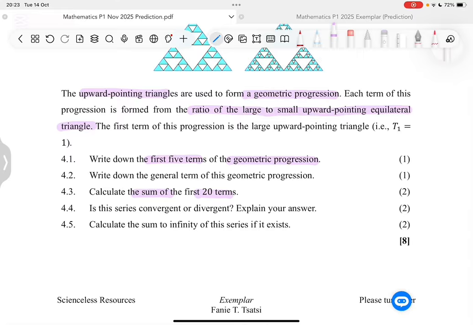Now question 4.4 asks: is this series convergent or divergent? Explain your answer. Before we move to answering this question, it's important to revise what a divergent and a convergent series mean. When we say a series is convergent, the term converge means we're coming closer to each other, going to a common point. And divergent would mean that we are moving away from a common point.